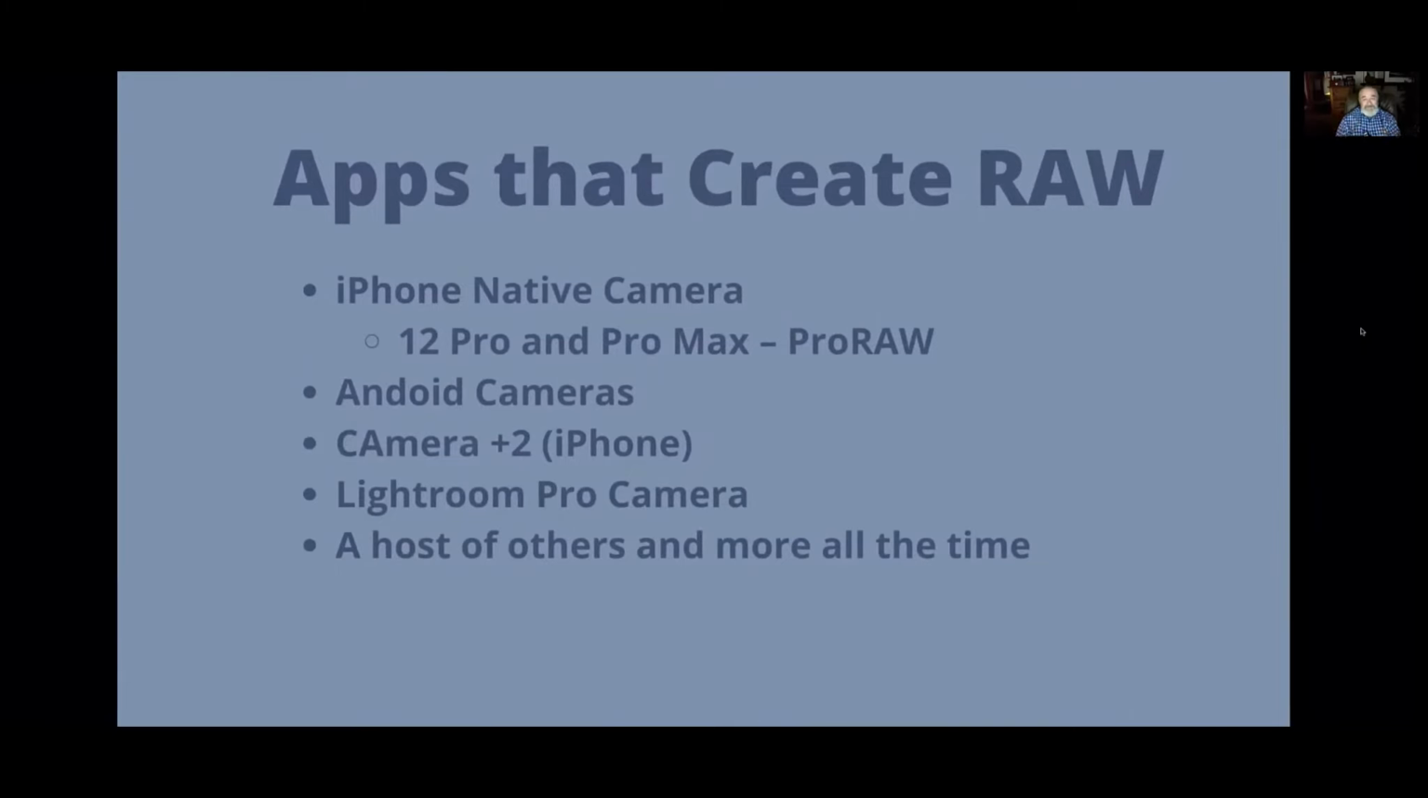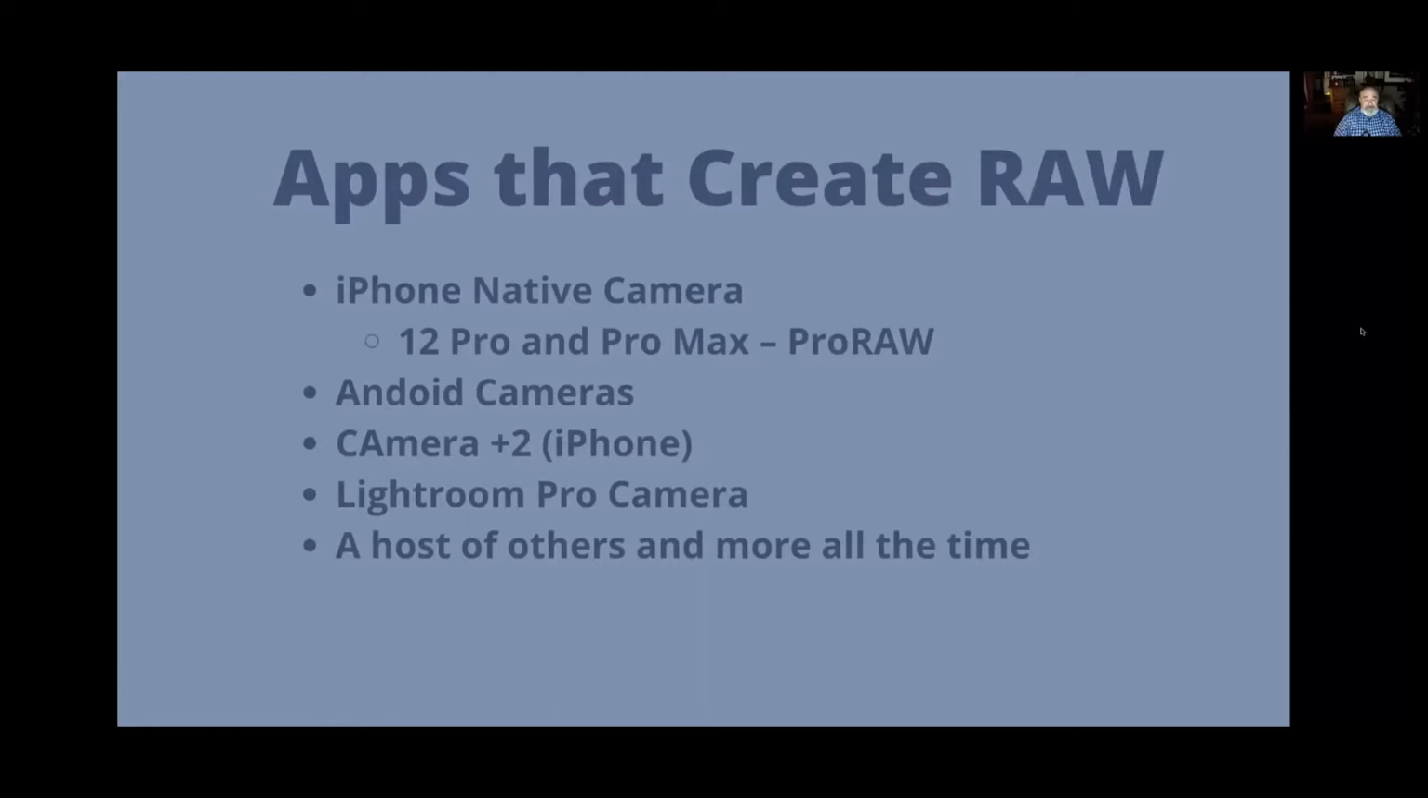So let's talk just for a minute about RAW. Many of you are already shooting RAW with your iPhone in some way or another. There are lots of apps today that allow us to capture or create or record a RAW file. The iPhone native camera, if you have the 12 Pro or the 12 Pro Max, you have the opportunity to use the new Apple proprietary ProRAW format, which is really phenomenal. If you have the Pro or the Pro Max, you can turn that on and it does a great job. But you don't need that.